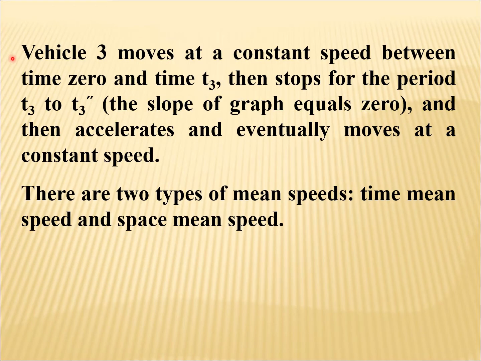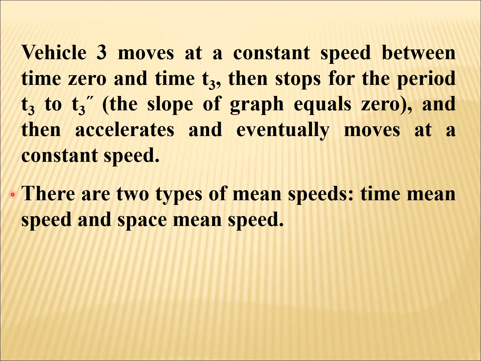If you look at the previous slide, that is the figure, vehicle 3 moves at a constant speed between time 0 and time t3, then stops for the period t3 to t3 double dash. The slope of the graph equals 0, and then it accelerates and eventually moves at a constant speed. You will be able to understand this when you look at the figure.